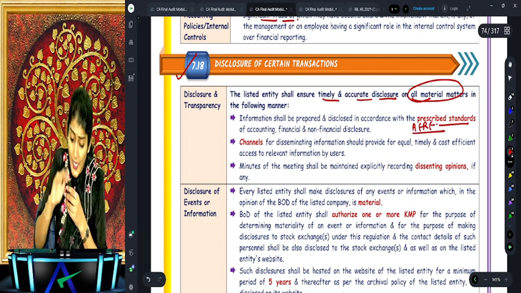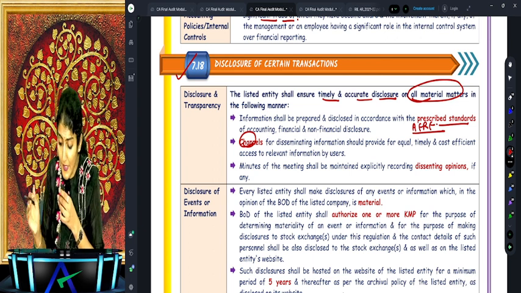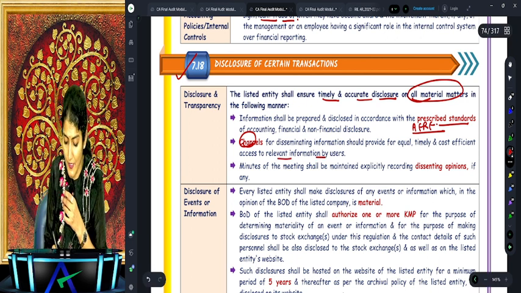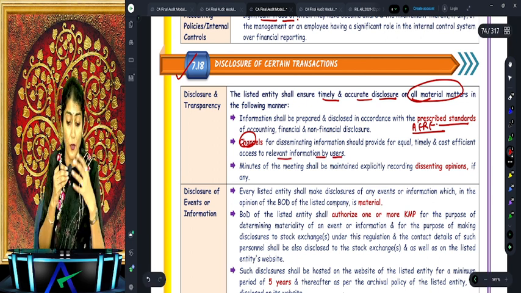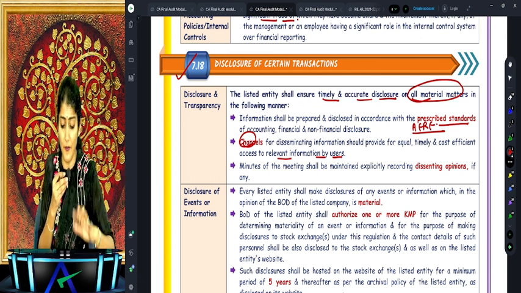Then the channels for disseminating the information, that is distributing the information, should be equal, timely and cost efficient access to relevant information by the user. So what is the most effective method? Put it on the website of the company.